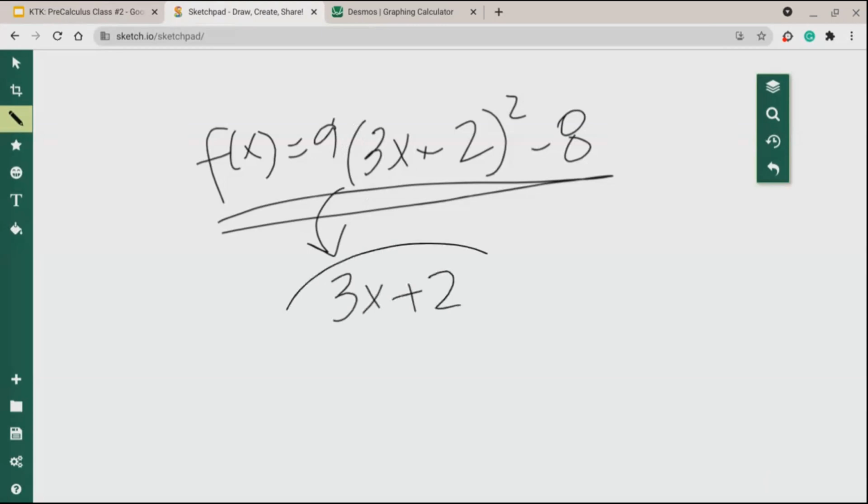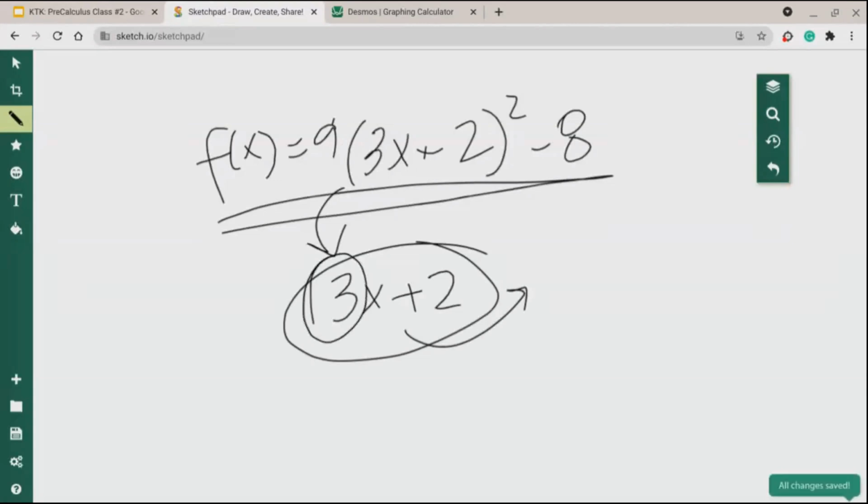So we have 3x plus 2 that is inside that parentheses. And from that 3x plus 2, we do not have an expression that only includes an x. We have that pesky little 3 over there that does not allow us to use that 2 as a proper translation on the x. So we're going to take out that 3, and we have x plus.